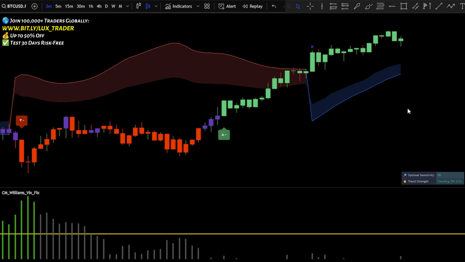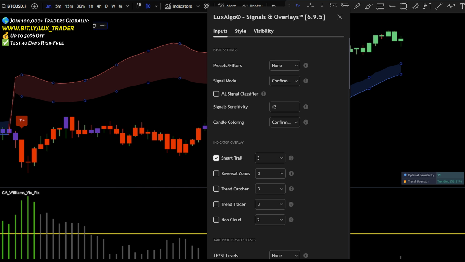Alright, let's adjust our indicator settings. First, set the presets and filters to none. Then switch the signal mode to confirmation and exits. For candle coloring, choose confirmation simple. Don't forget to enable both the Smart Trail and Reversal Zones overlays.